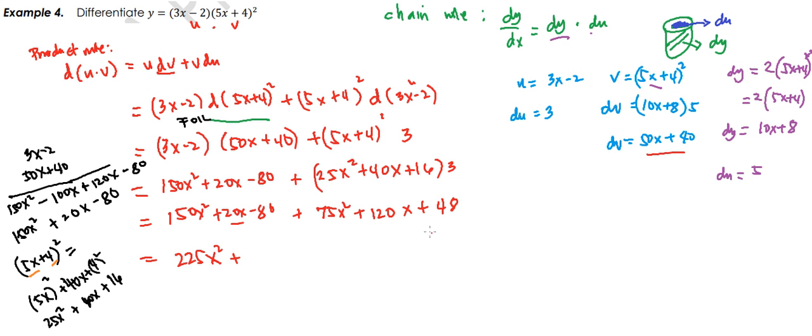Then, 20x plus 120x is 140x. And negative 80 plus 48, that would become negative 32. Tama? Okay. So, this is your final answer.